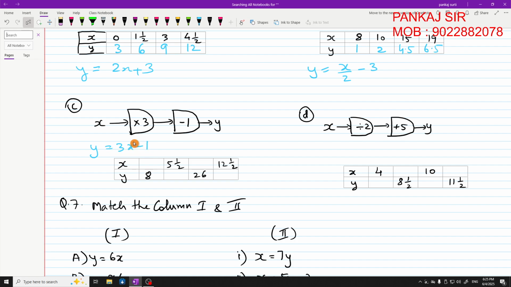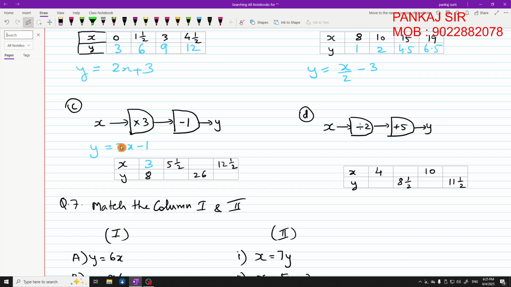So this minus 1 will come here and it will become 9. So 8 plus 1 is 9. 9 divided by 3 will be 3. So x will be 3. Now here you have to find out y when x is given to you. So x is 5.5.